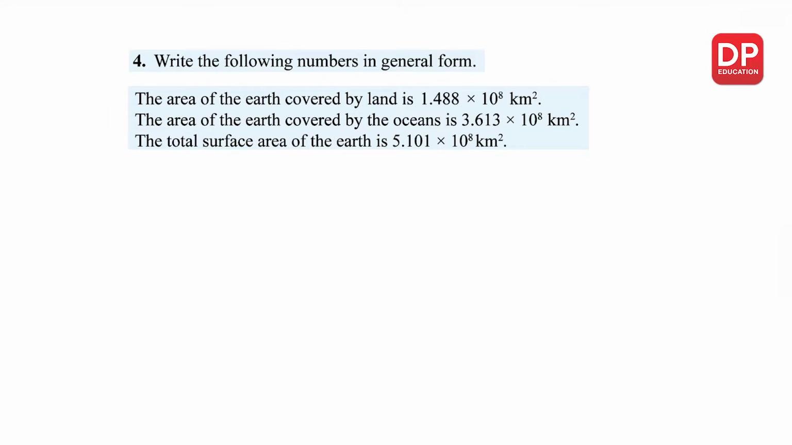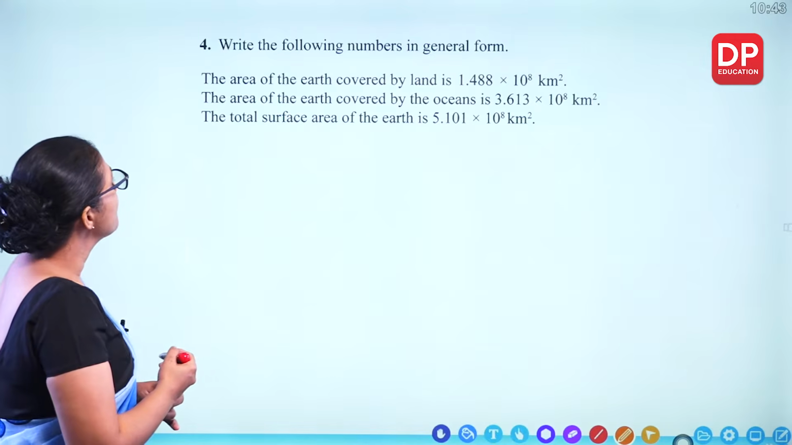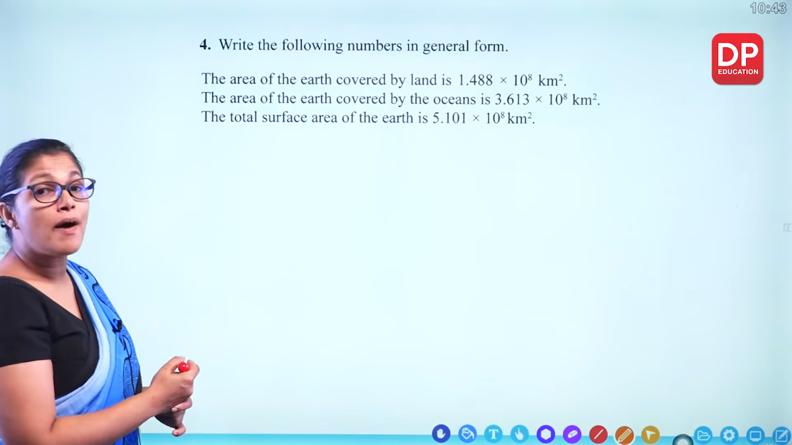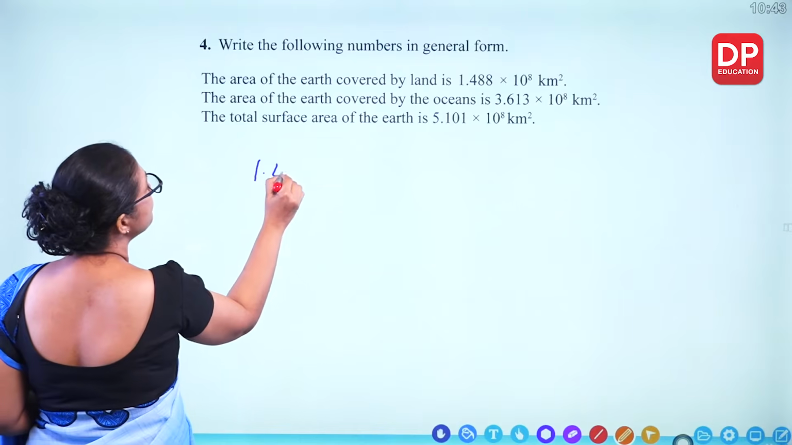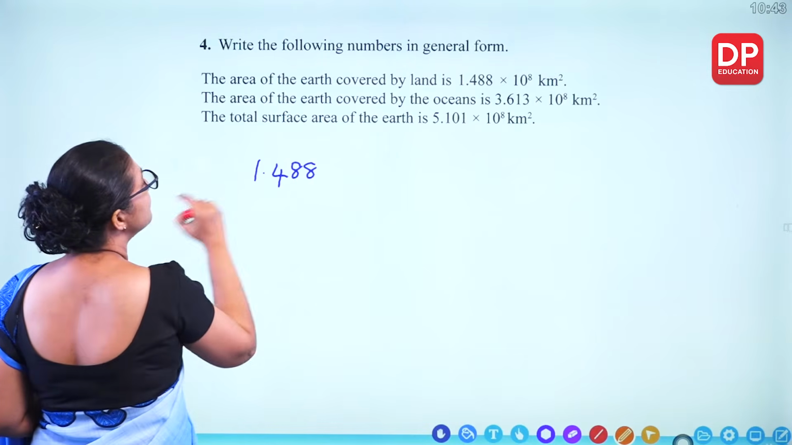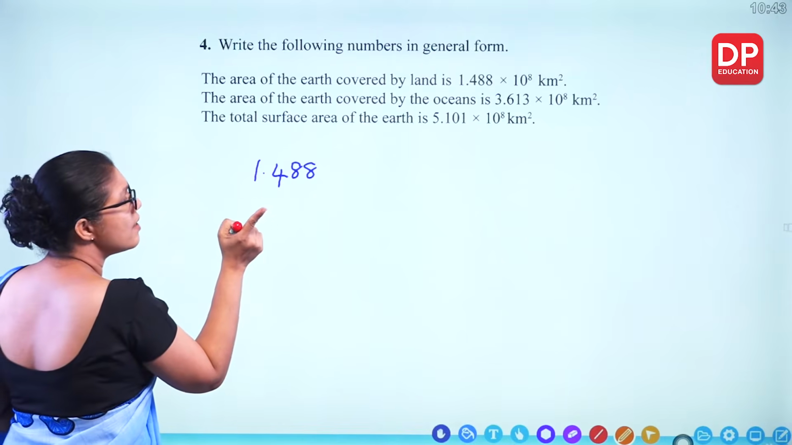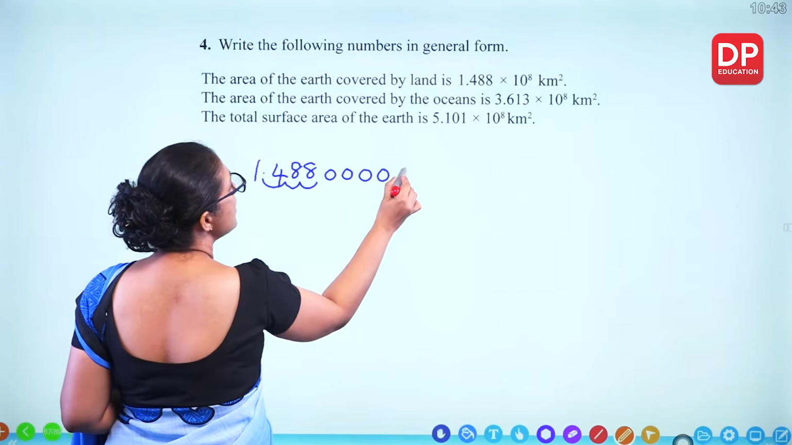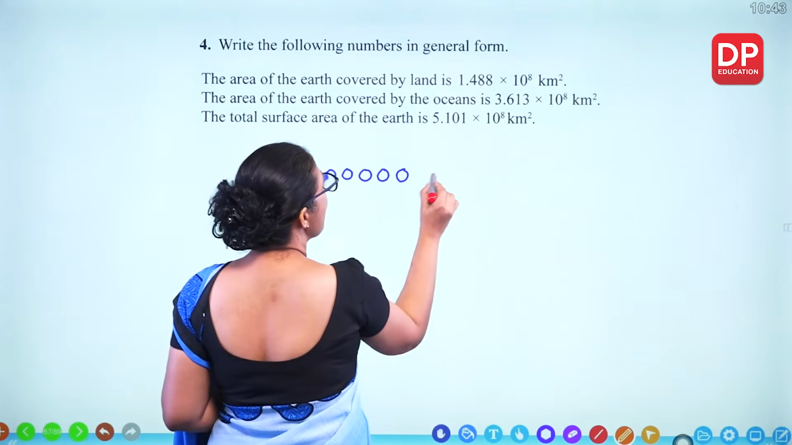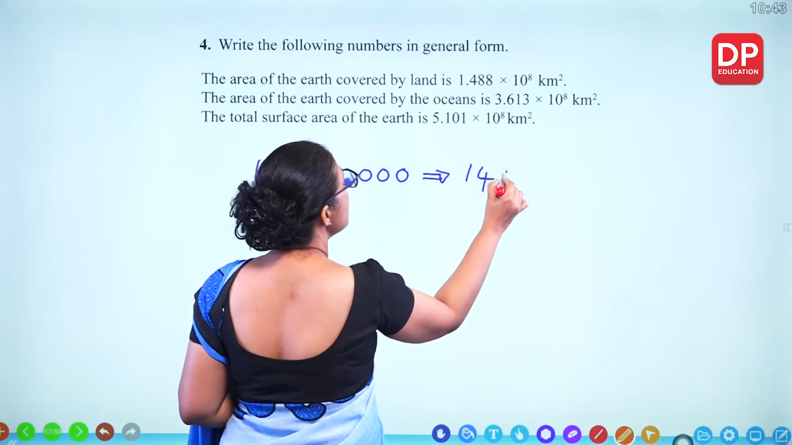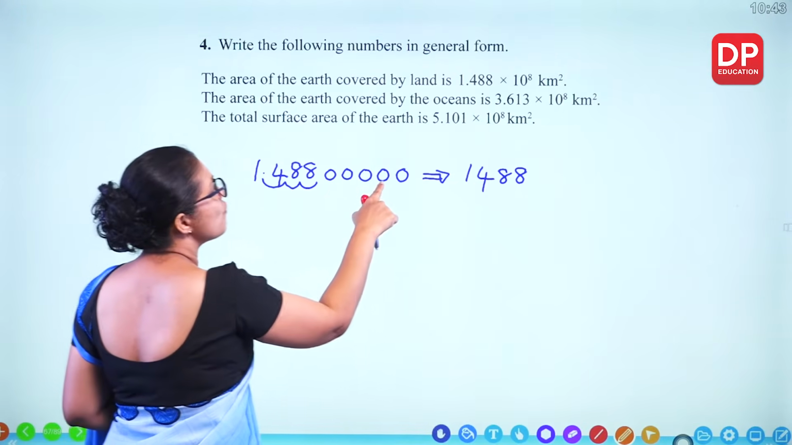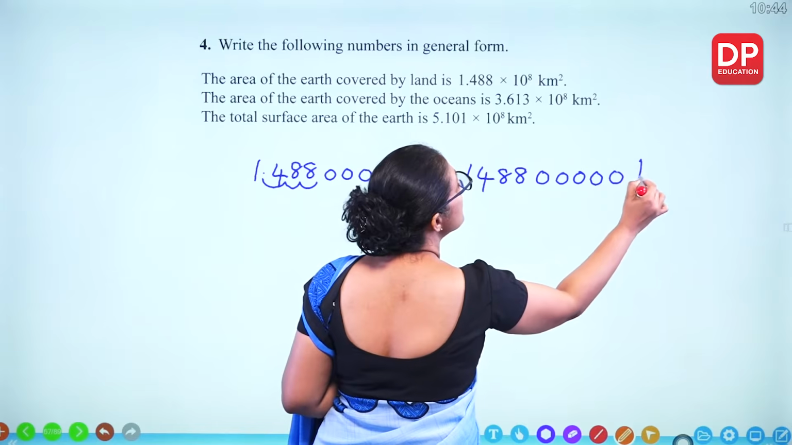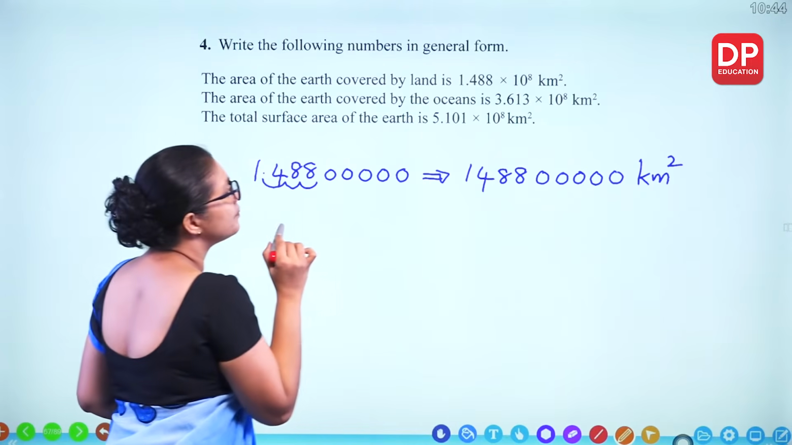Question number 4. Write the following numbers in general form. The area of the earth covered by land is 1.488 times 10 to the power 8. So you have to move the decimal point 8 places to the right. 1, 2, 3, 4, 5, 6, 7, 8. So what's the number? You get 1, 4, 8, 8 with 1, 2, 3, 4, 5 zeros. So this is square kilometers.